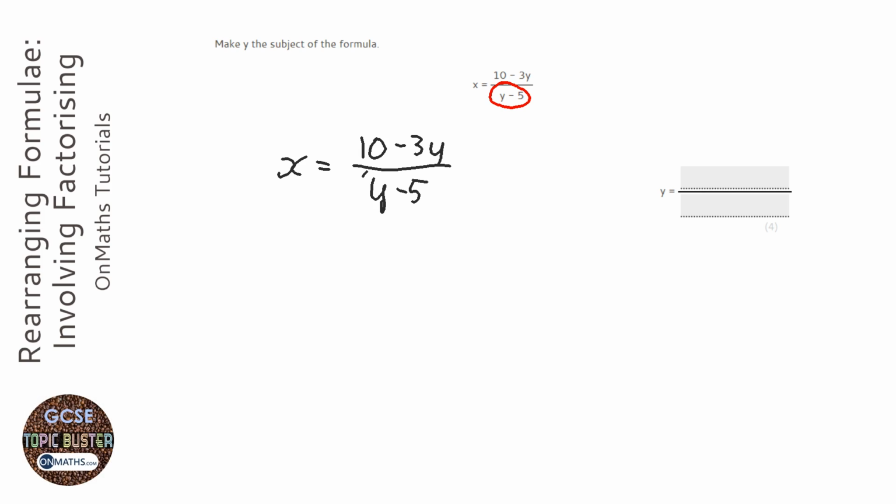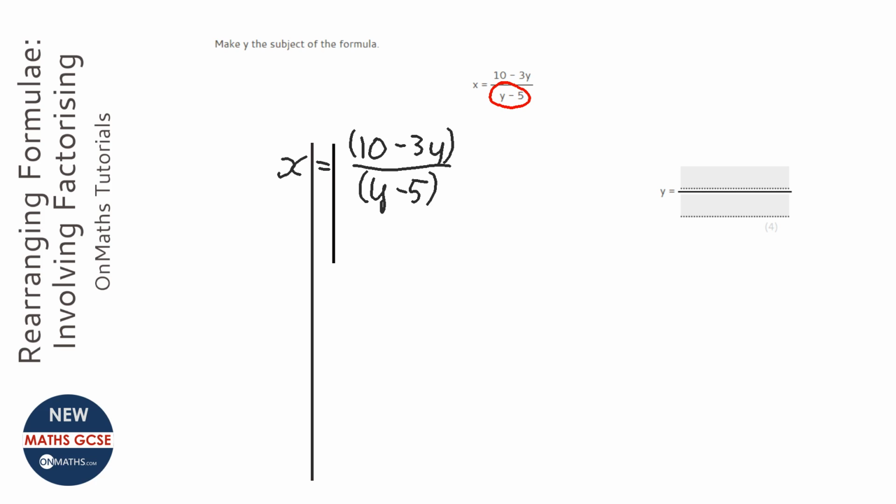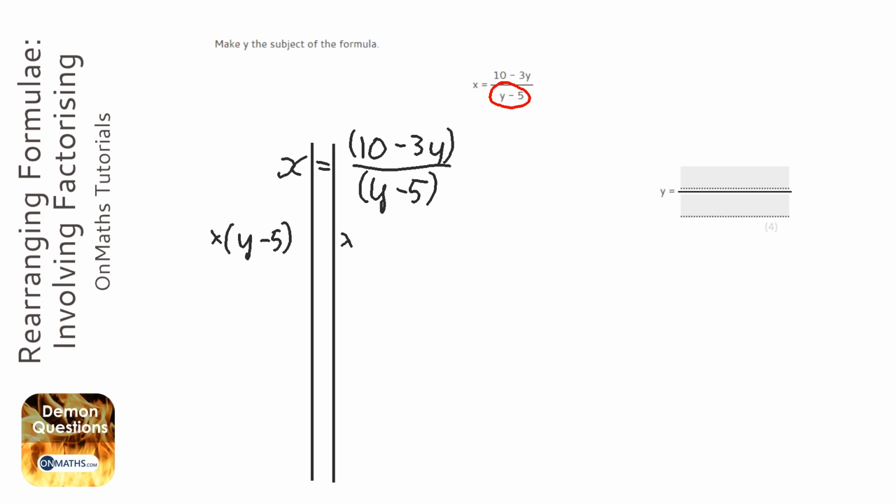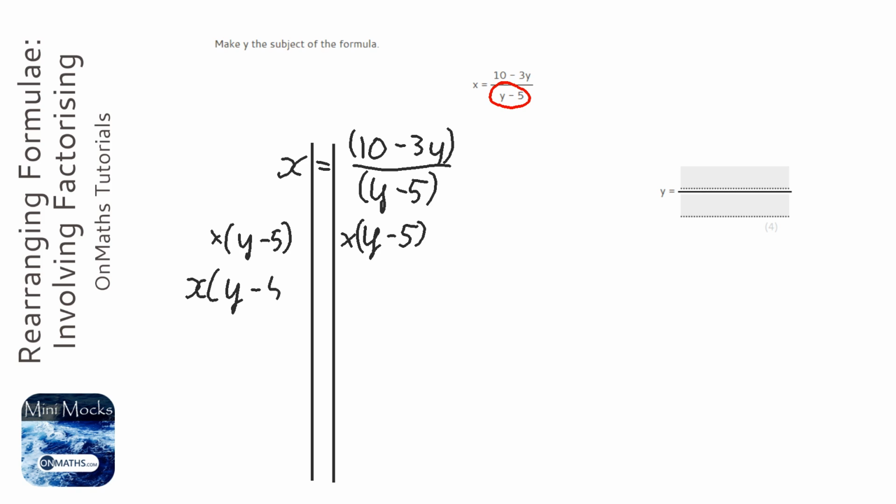And we can imagine that there's brackets around the top and bottom of this, and that sometimes helps us to answer the question. I'm going to put my lines down. So the first thing I want to do is times both sides by that y minus 5. And you must do that. You can't access the numerator of the fraction otherwise. So this ends up being x brackets y minus 5. And on the right hand side it's just the same numerator but without the denominator.